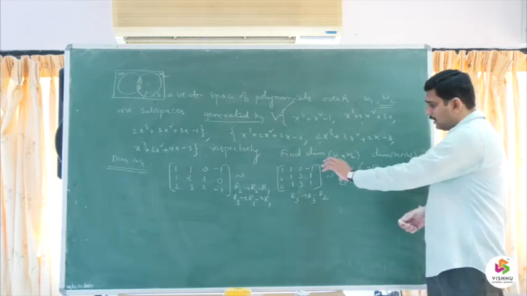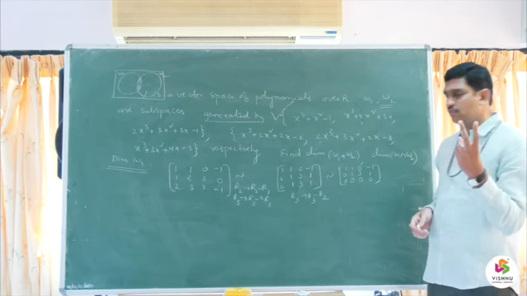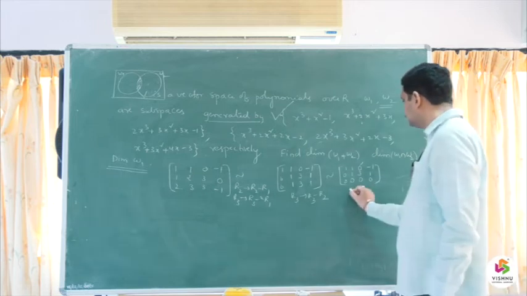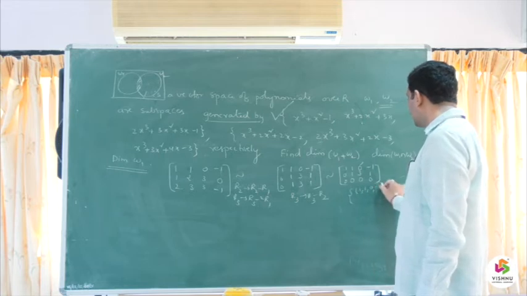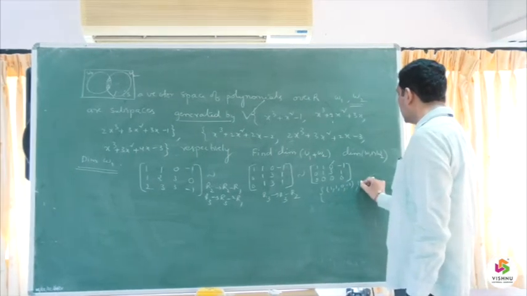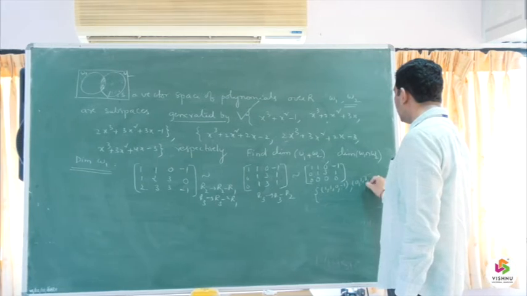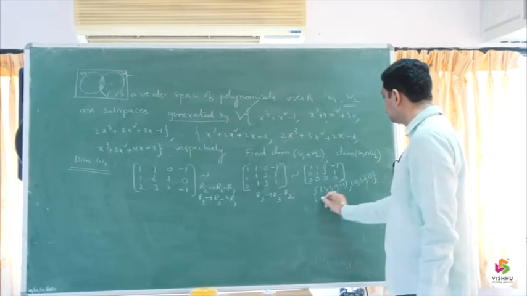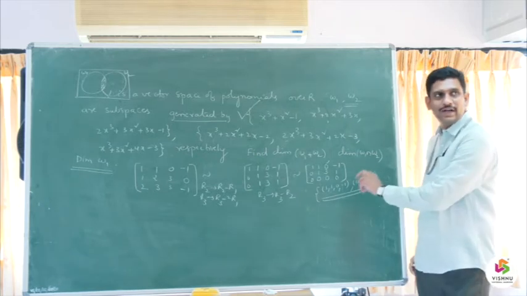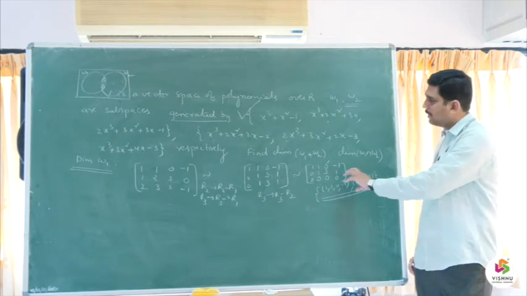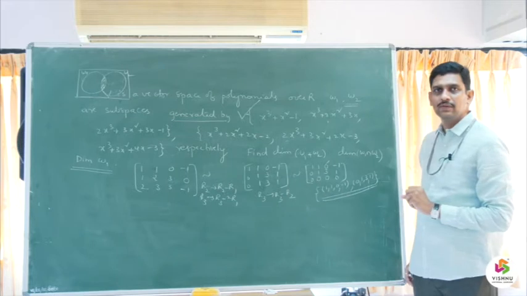So, after applying the row operations, you are left with two vectors. What are the vectors here? (1, 1, 0, -1) is one vector, and (0, 1, 3, 1) is the other vector. So, these two vectors will form a basis for W1.